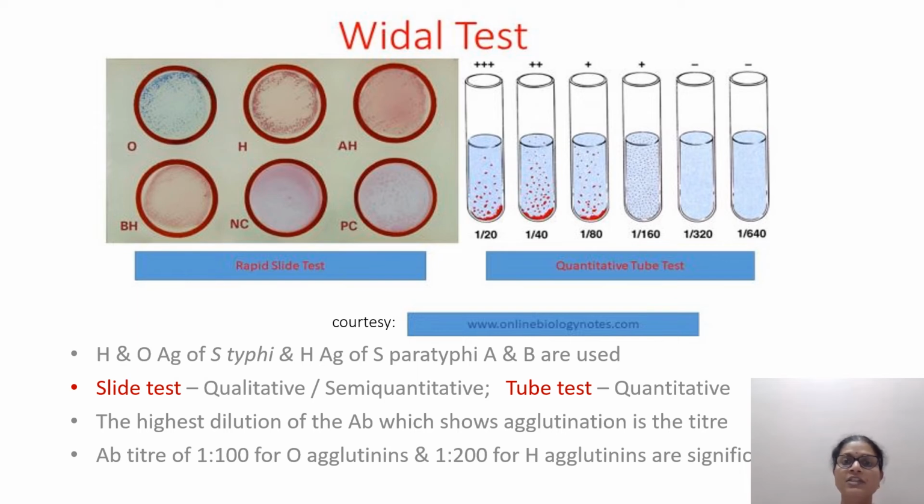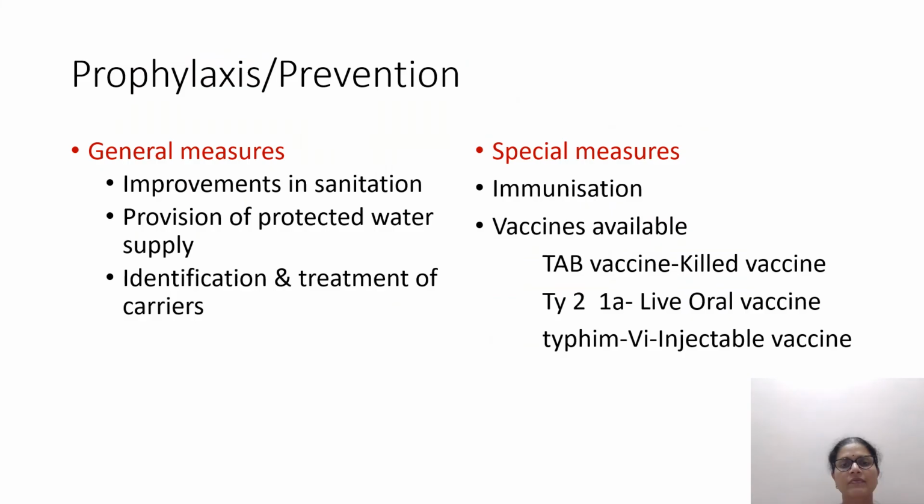The quantitative tube test is usually done after we get a positive result in the slide test. Here, different dilutions of antibodies, that is the patient's sera, will be taken in the test tubes, and then a fixed quantity of antigens will be added to all the test tubes and incubated. The highest dilution of the antibody which shows agglutination is the titer of the antibody present in the patient serum. The antibody titer of 1:100 for O agglutinins and 1:200 for H agglutinins are considered significant.